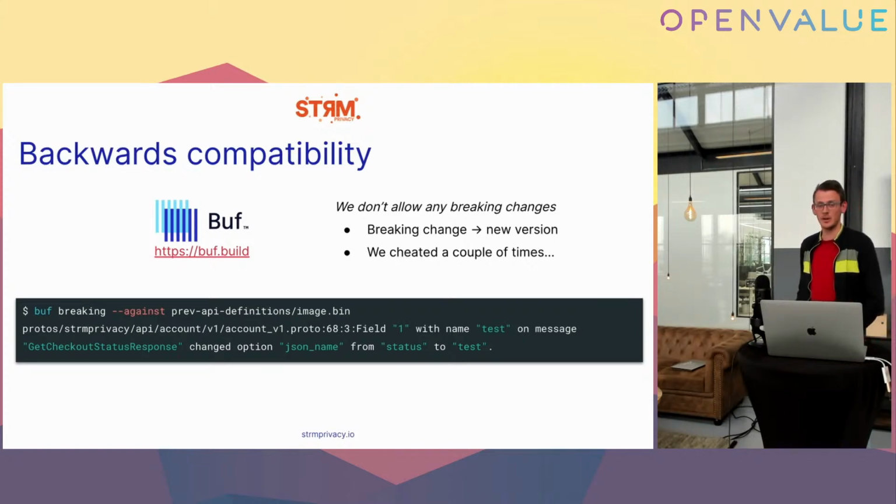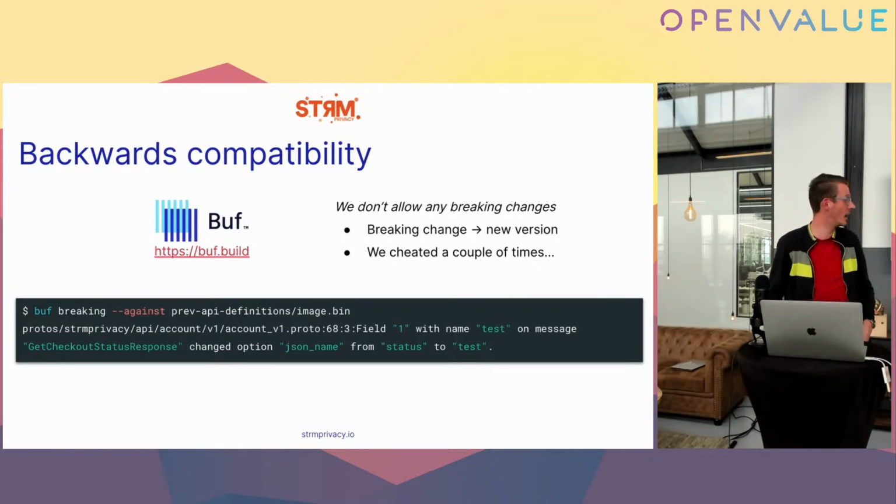It's called Buf. Buf does a lot of things, linting, compiling proto files, but it also has a feature which detects breaking changes in all kinds of formats. So it detects changes in the generated source code, or it detects changes on the wire format, all these things. And we use that in our CI/CD pipelines, basically to detect if there are breaking changes, and if so, break the build. We just don't allow it.